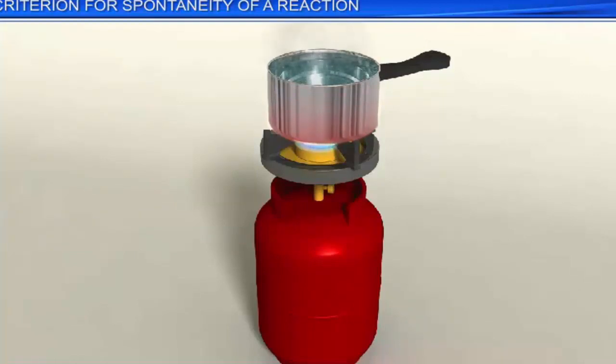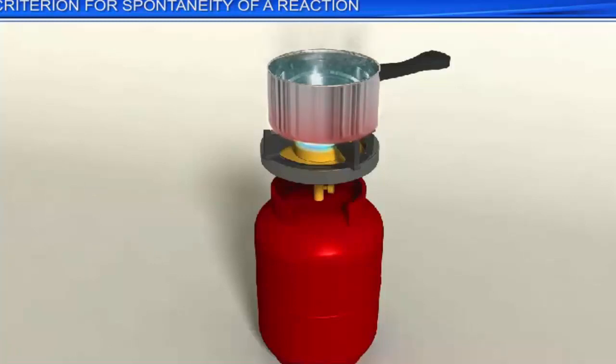For example, to prepare tea, we have to heat a cup of water. For this, we need an external factor, a burner. Heating requires continuous supply of gas. Thus, this is a non-spontaneous process.